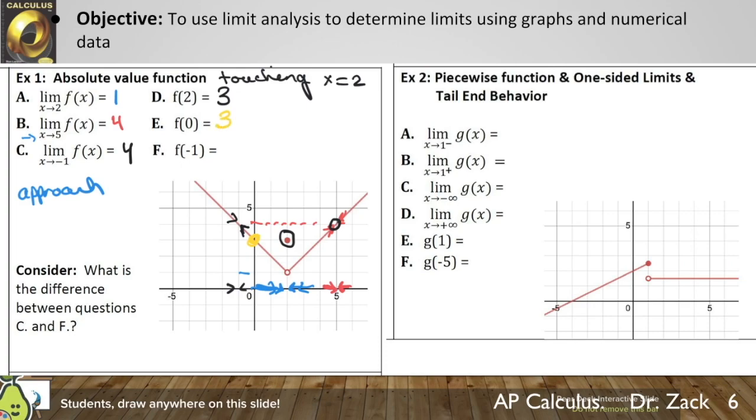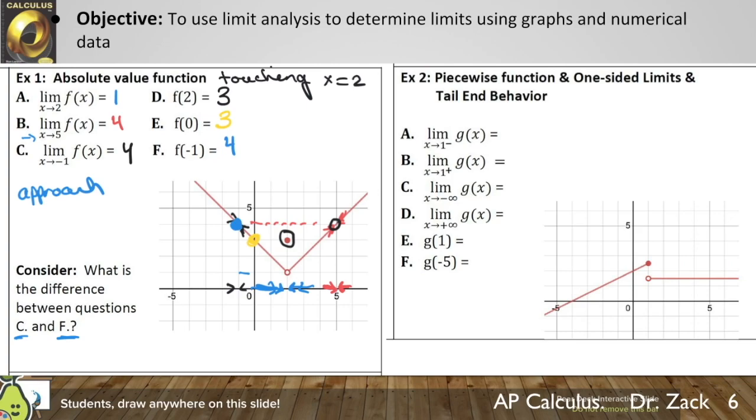And when x is -1, let's get rid of some of this again. When x is -1, let's see what happens as I touch -1. Aha, the y value is 4. So consider the difference between question C and F. The limit is approaching, but it doesn't actually touch the 4. I can't say that enough. But f at -1 does equal the value of 4.